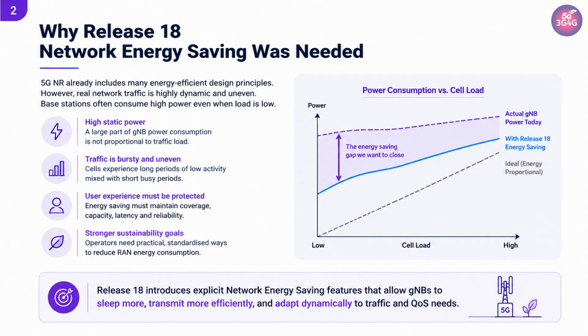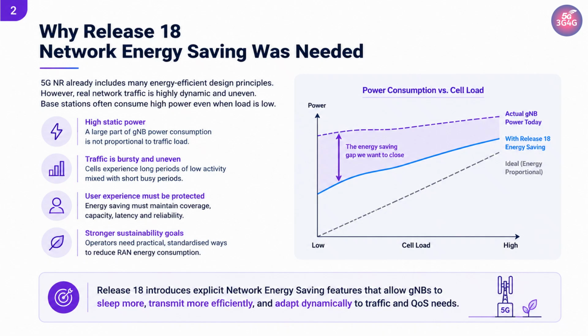Ideally, when traffic load is low, base station power consumption should fall sharply. In reality, a large part of the gNodeB's power consumption can remain relatively static. Even when the cell is lightly loaded, many components may still remain active. That creates an energy saving gap. This gap is especially important during low and medium load periods.